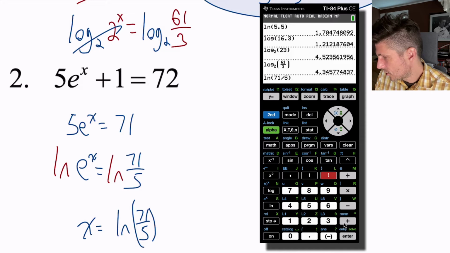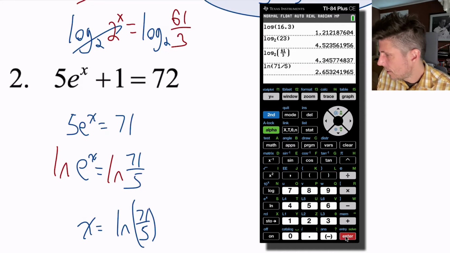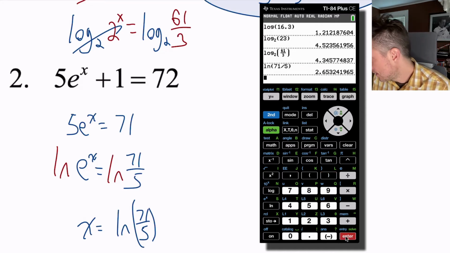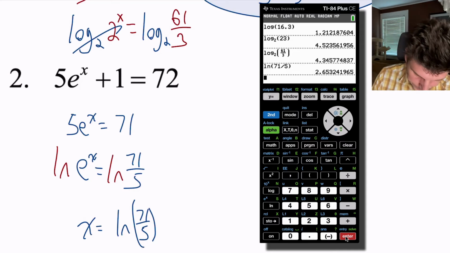You could just do it this way too. I was just showing you the other fraction button for fun. 71 fifths, yep, and that's 2.65.